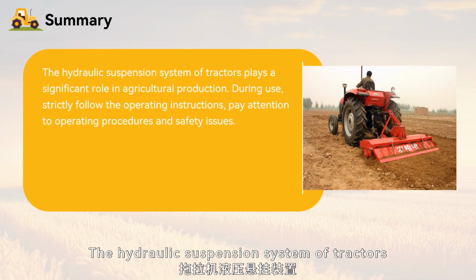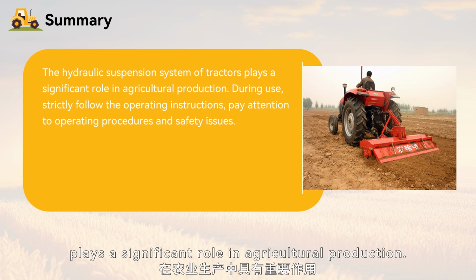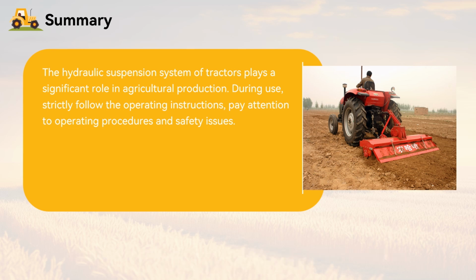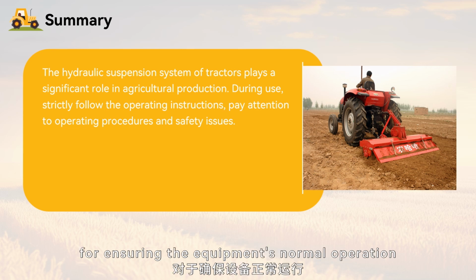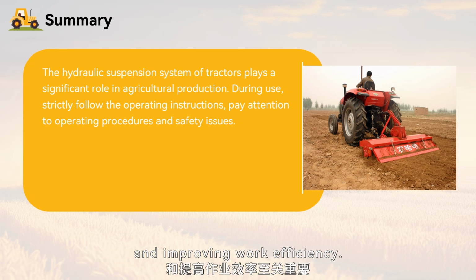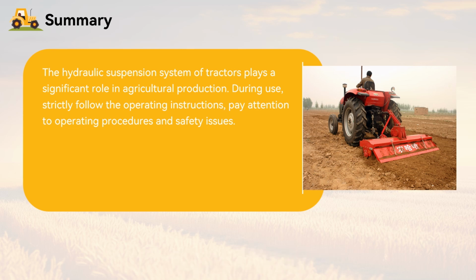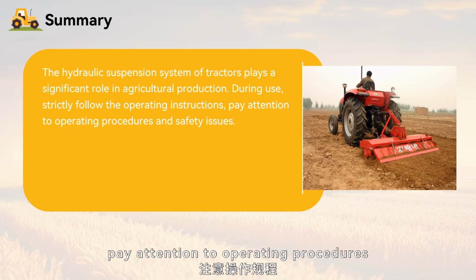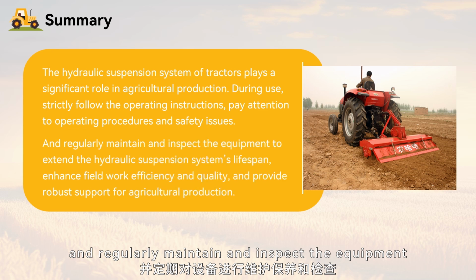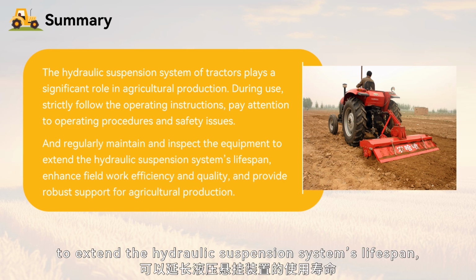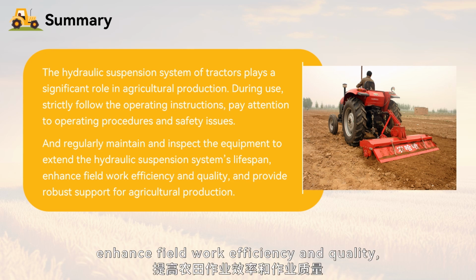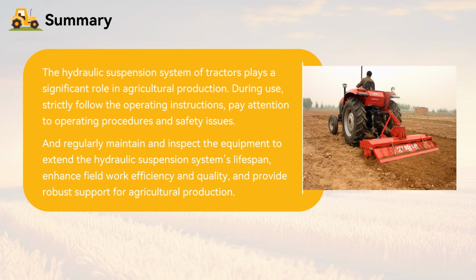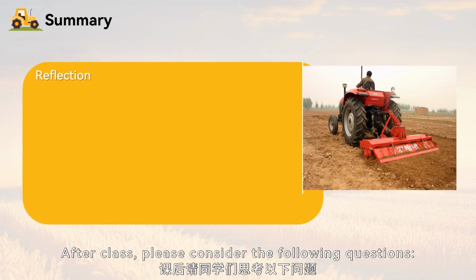The hydraulic suspension system of tractors plays a significant role in agricultural production. Proper use and maintenance are crucial for ensuring the equipment's normal operation and improving work efficiency. During use, strictly follow the operating instructions, pay attention to operating procedures and safety issues, and regularly maintain and inspect the equipment to extend the hydraulic suspension system's lifespan, enhance field work efficiency and quality, and provide robust support for agricultural production. After class, please consider the following questions.